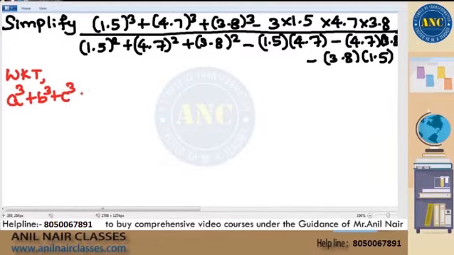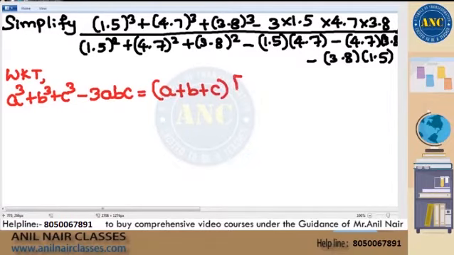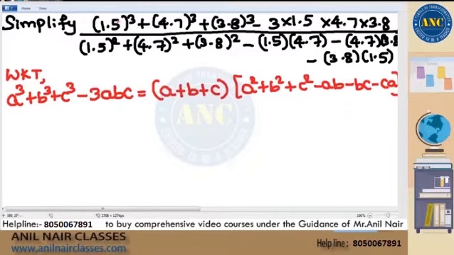A cube plus B cube plus C cube minus 3abc. Definitely you should know this because it is straightforward given in all our books. A cube plus B cube plus C cube minus 3abc is A plus B plus C into A square plus B square plus C square minus AB minus BC minus CA. Now this is A cube, this is B cube, this is C cube, minus 3 times A into B into C.